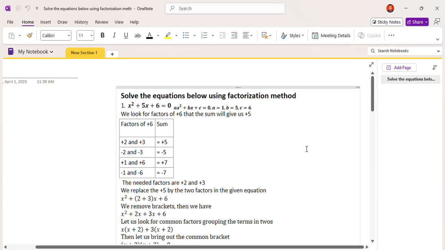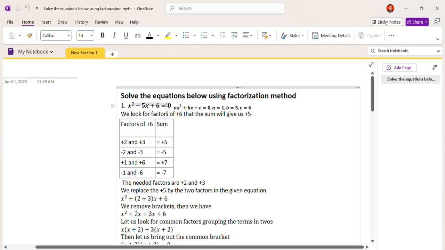Here we are. We want to learn how to solve quadratic equations using different methods. The first method we are going to be learning is how to solve a quadratic equation using the factorization method. And the first equation we are going to be solving is x squared plus 5x plus 6 equals 0.